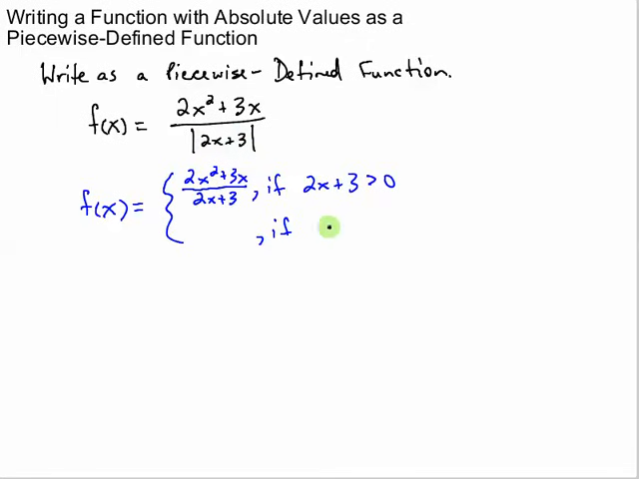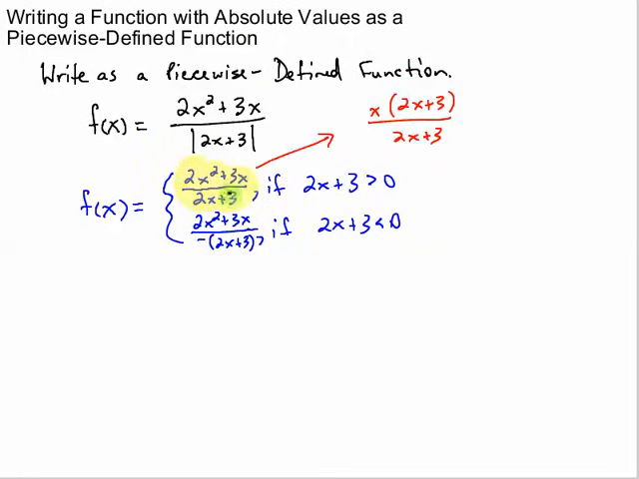If what's inside the absolute value is less than 0, then I get the opposite of that, so on top I don't do anything again, but on the bottom I get the opposite of 2x plus 3. Okay? And so now what I'm going to do is try to simplify these and solve my inequalities. So this first one, I factor the top and then I can cancel my 2x plus 3's and I just get x. If I solve this first inequality, I get x is greater than negative 3 halves.